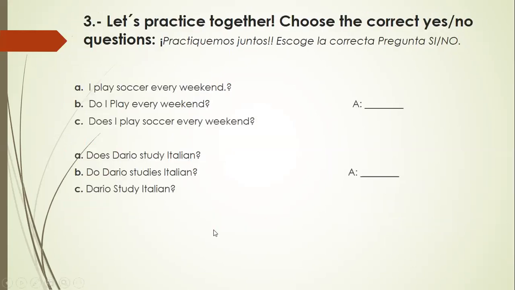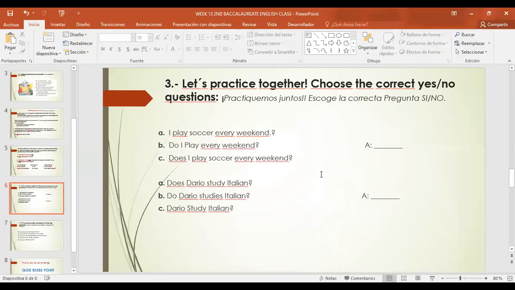All right, guys, so let's continue with another one. Let's practice together. Choose the correct yes, no question in the following question, okay? Entonces, practicamos juntos. Okay, so here we have two questions. We have to choose the correct. Tenemos dos preguntas. Debemos escoger la correcta. I'm sorry. Actually, we have three. Lo siento, realmente tenemos tres. Okay, usted me tiene que decir cuál es la correcta. Okay, vamos a ver. Tenemos tres preguntas.